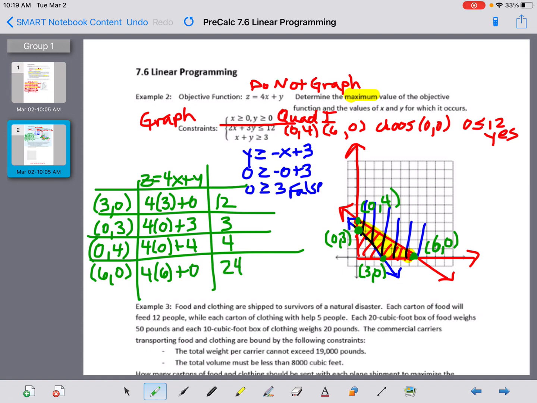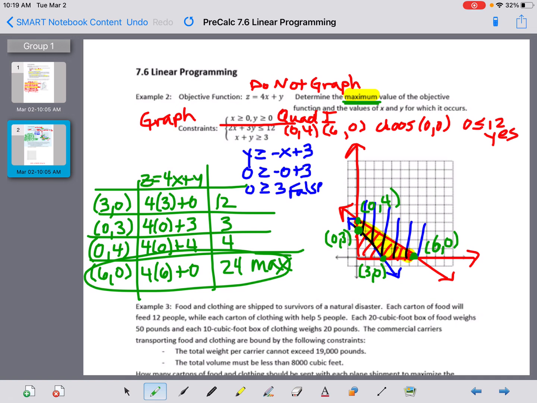Okay, so I am looking for the maximum value. So it looks like maximum value here. It looks like I should make 6 of product X and 0 of product Y. Okay, whatever that is. So when it asks for determine the maximum value of the objective function, it would be 24. The value is 24, and that's by making 6 of X and 0 of Y. Okay.